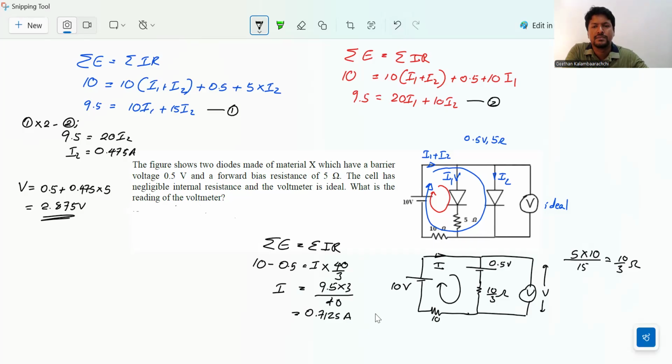0.7125 amperes. Okay, then V is equal to, there's a drop of 0.5 and there's another drop through this resistor. So it is 0.5 plus 10 by 3 multiplied by 0.7125. And when you simplify this also you get 2.875.